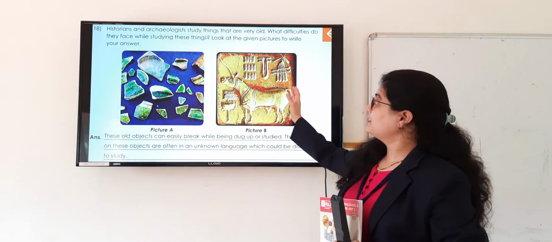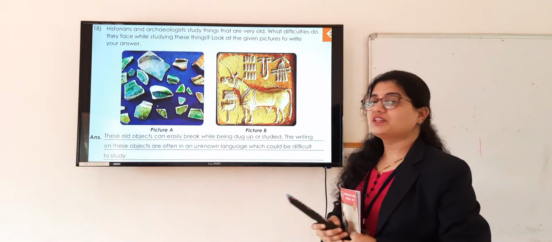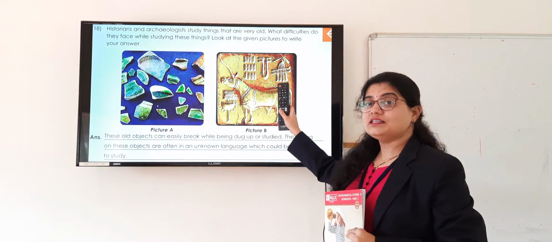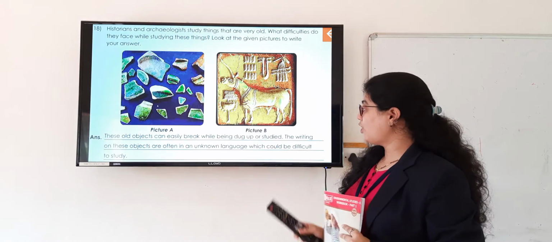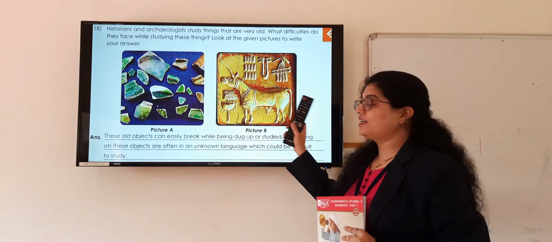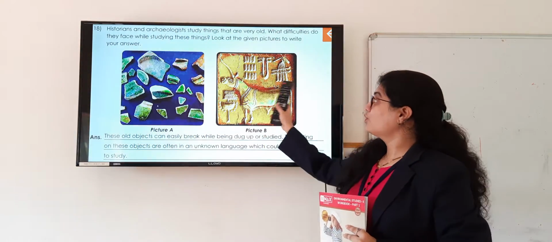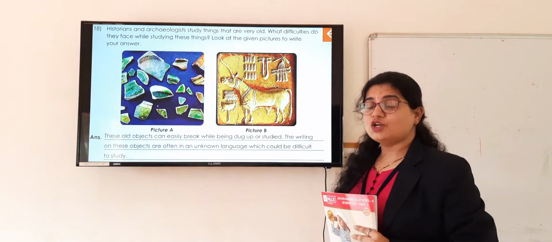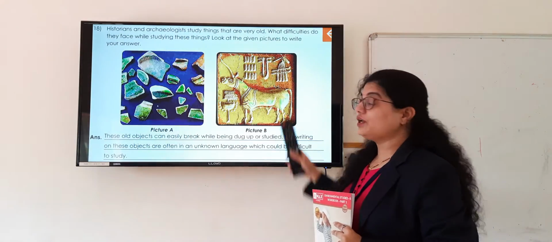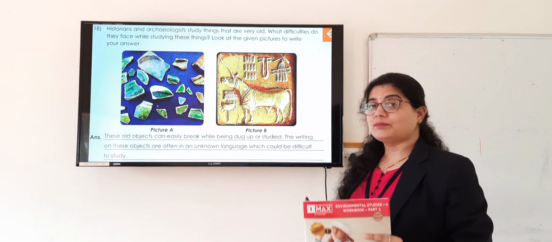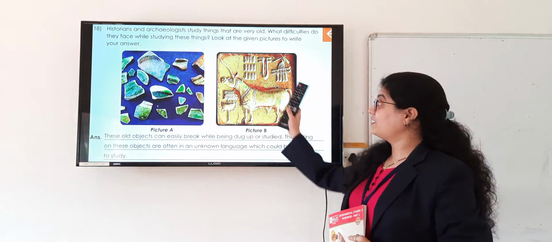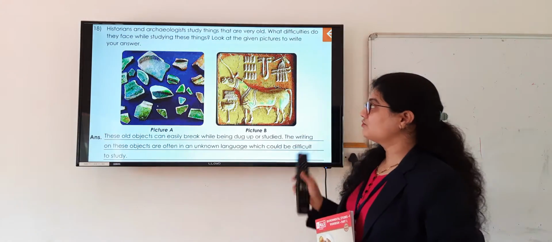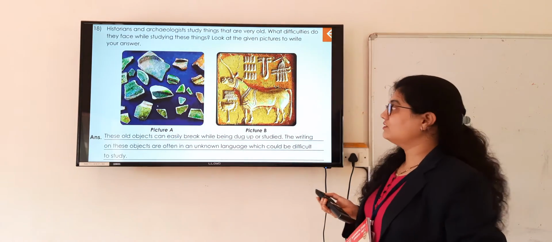In the picture, you can see the language. This language is a past language. As we all know, can archaeologists and historians read this language? Have they learned this language? No, this language is very old. So they might face difficulty related to this language also. Now let us move toward the next question.